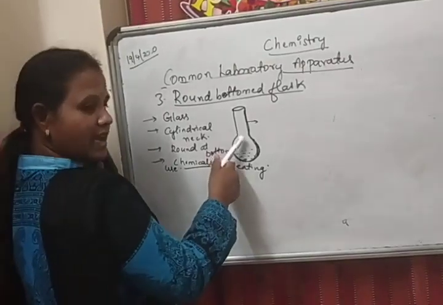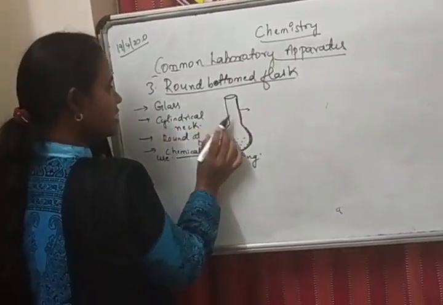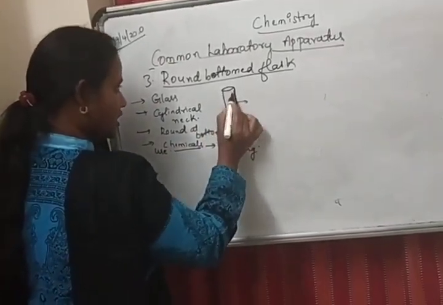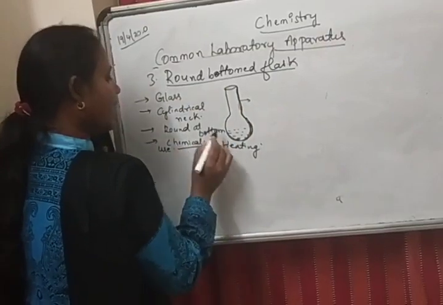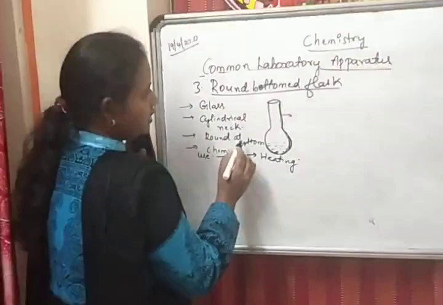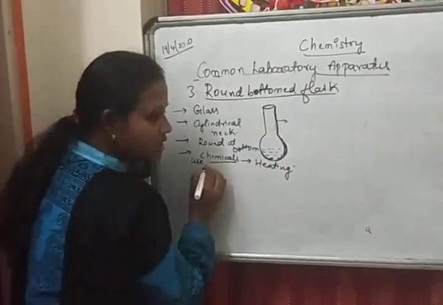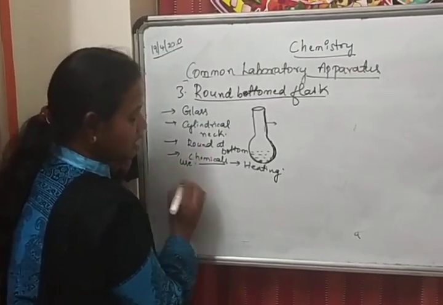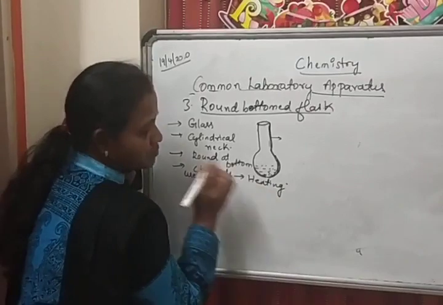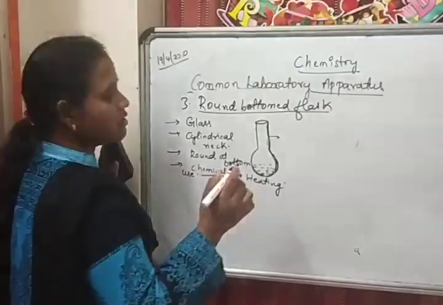So what is the design of the round bottom flask? It is made up of glass material and it has a cylindrical neck region, and the bottom, if you see, is round in its nature. So it is called a round bottom flask. What is the use of this round bottom flask? The chemicals are taken in this flask and they are subjected to the heating process. This is the third one.